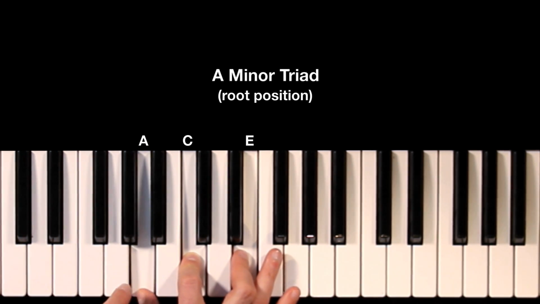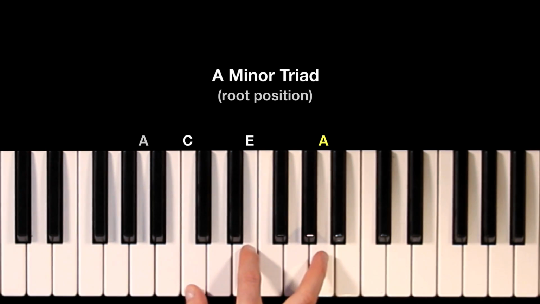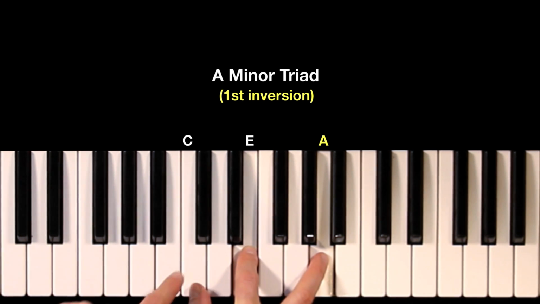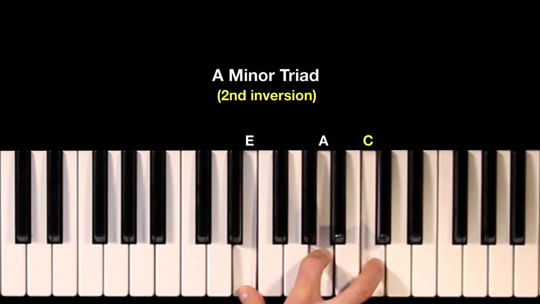If we take this A and put it up an octave, we have this shape, and this is called first inversion. If I continue and I invert this chord one more time and I take the C up, again an octave, I have this shape, and that's called second inversion.